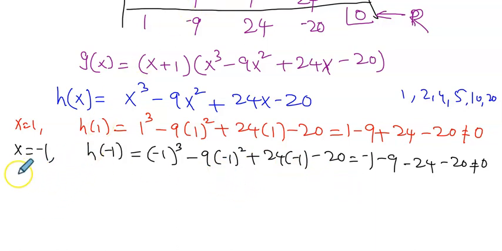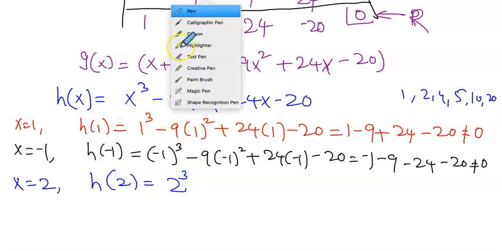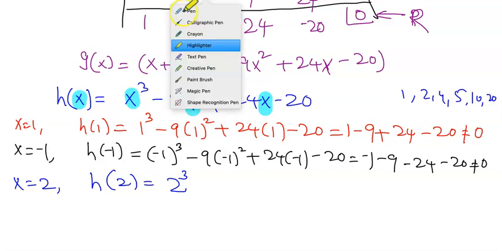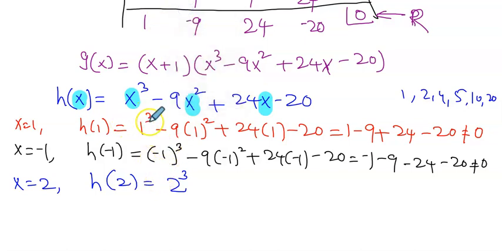And next thing, I'll take x is equal to 2. Let us see. h of 2 is equal to 2 cube. Here I am substituting. In those x's, I was substituting those 1, negative 1, and now it is a 2. 2 cube minus 9 times 2 square plus 24 times 2, missed, sorry, yeah.